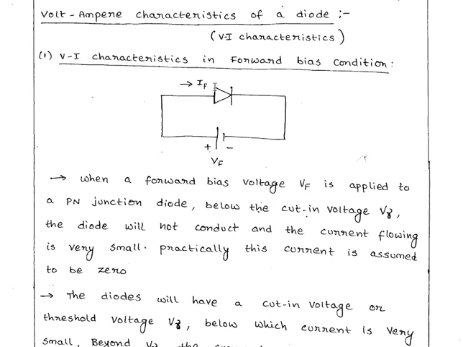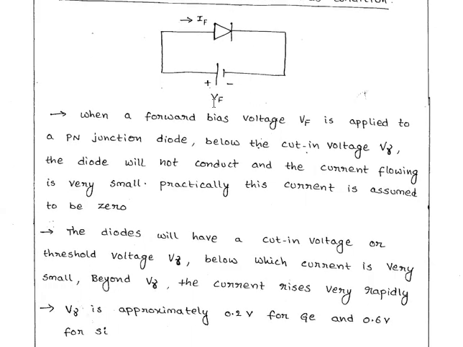of the diode, then the diode will not conduct. The current flowing through the diode in this condition, that is Vf less than V gamma, is a small current. Practically, the current is assumed to be zero. The diode will have a cut-in voltage or threshold voltage, that is V gamma. Here you can see, below that voltage, the diode does not provide any current.